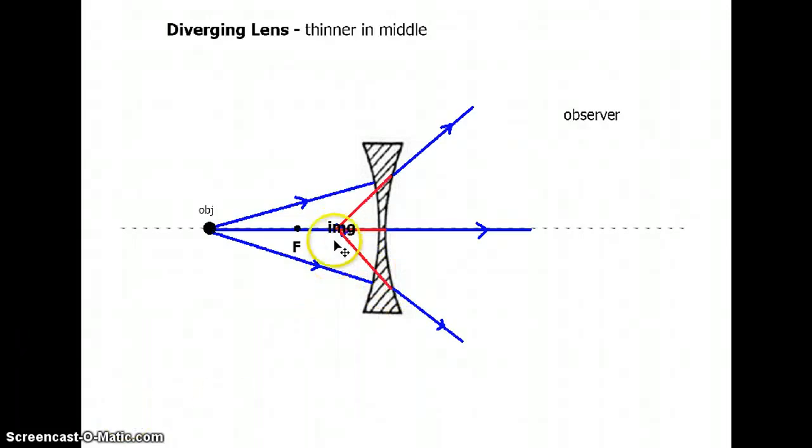So the image is now not at the focus anymore. It's moved in from the focus toward the mirror. So as the object moves in toward the lens, the image moves into the lens. And where does it end? Well, eventually the object and image merge here.